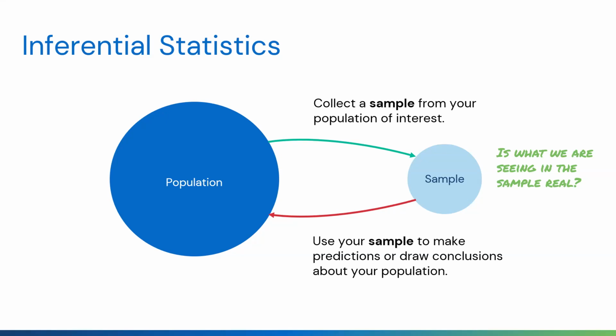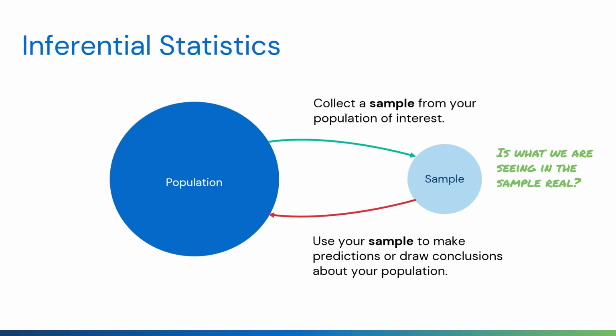Now, some of my students use the word guesses to describe inferential statistics, and that's really not the greatest word to use because it's not a guess. It's an informed guess. And so I encourage you to say inference or to draw a conclusion that is based on evidence. A prediction is based on evidence. Is what we are seeing in our sample real?